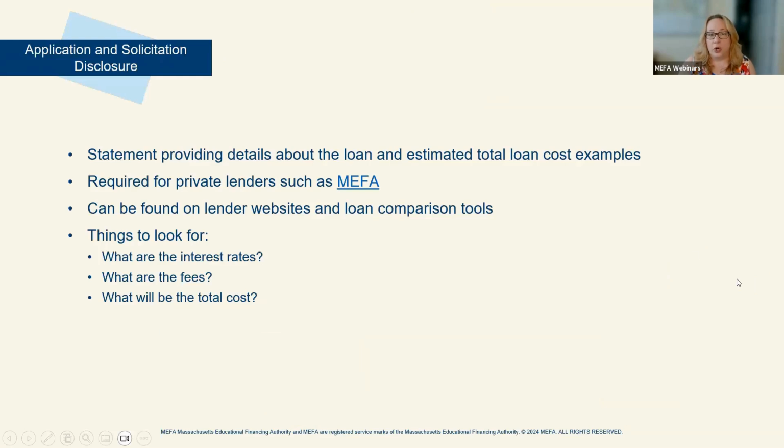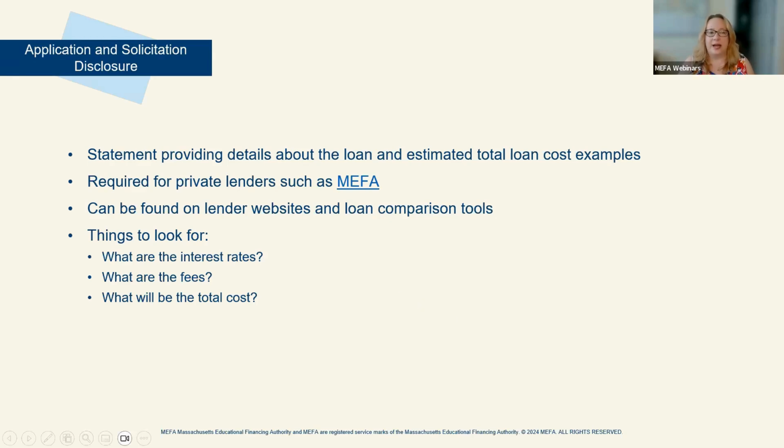Another way to determine loan information and to do your research is by looking at the application and solicitation disclosure statements of lenders. All lenders are required to have this: alternative state-based lenders like MEFA and private lenders. The Federal Plus loan doesn't have this information, but all the other loans should have this information on their website.